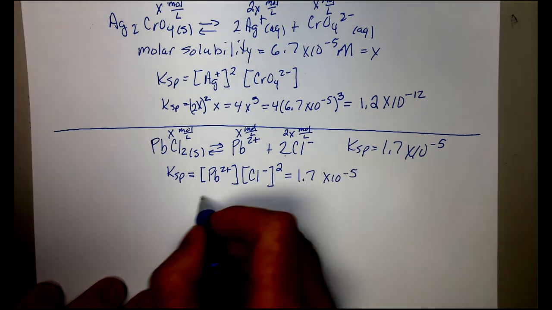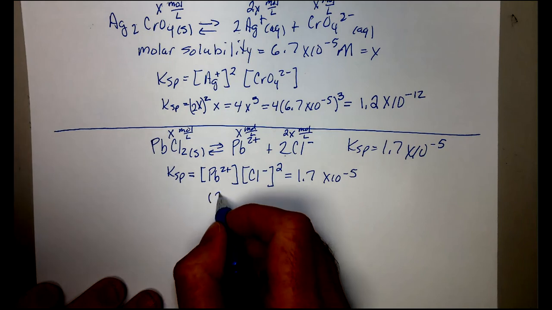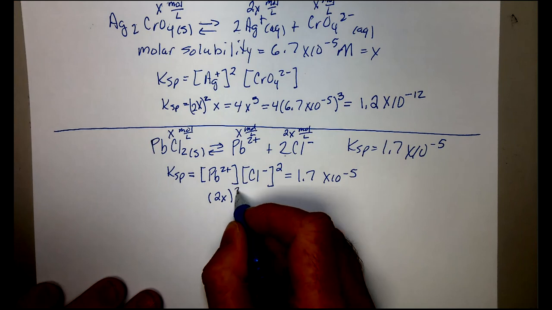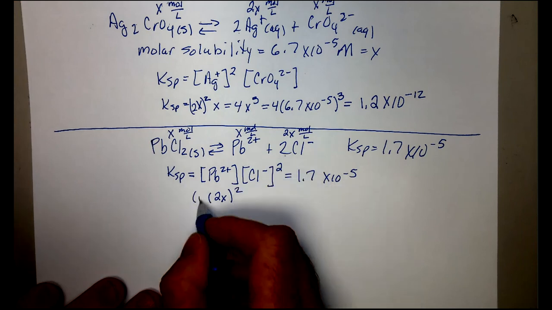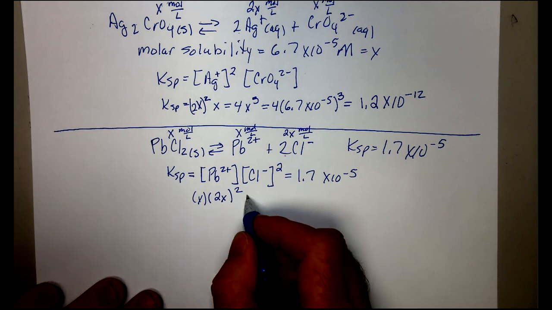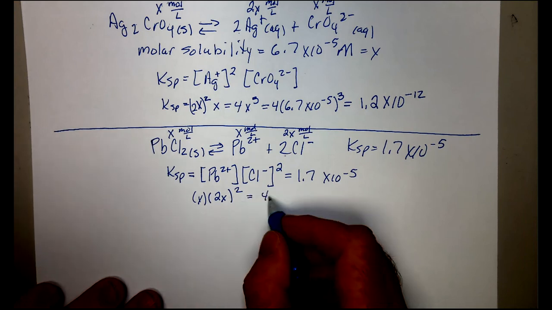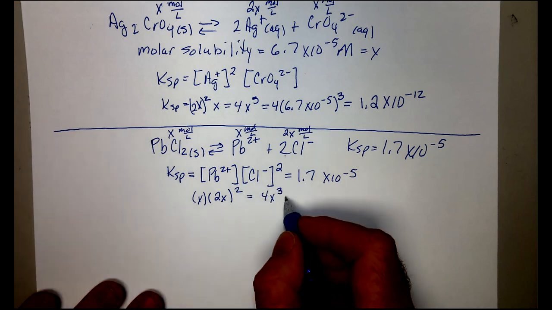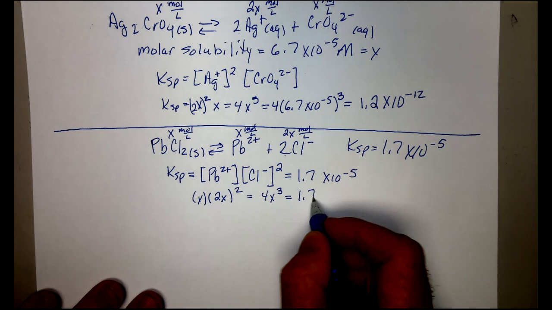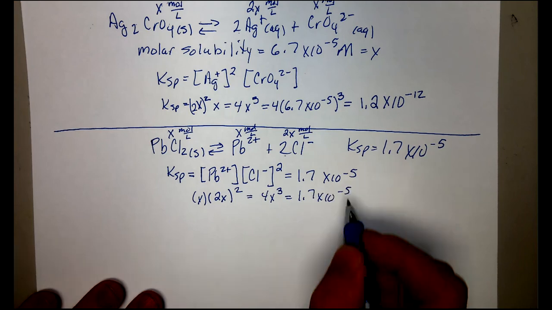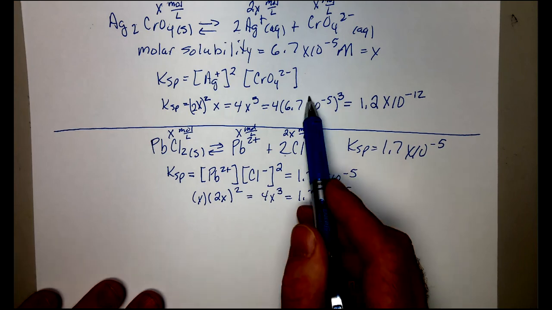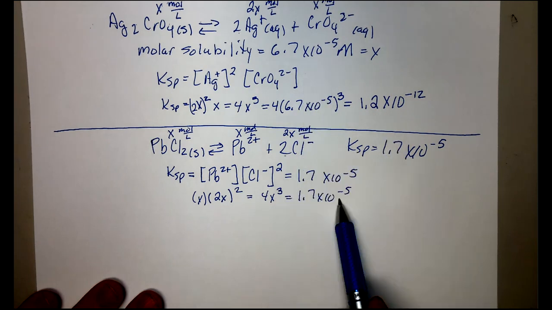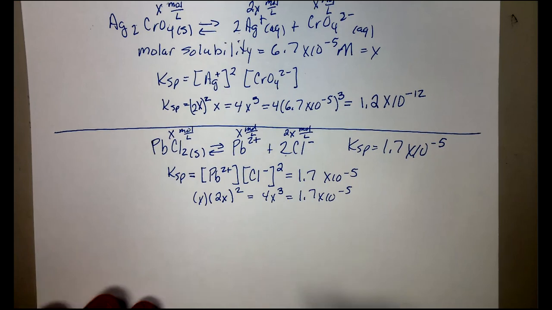Plugging that in, we get 2x squared for the chloride, and we get x for the lead, and so we still end up with 4x cubed for our answer, but now it's set equal to 1.7 times 10 to the negative fifth. And so instead of plugging in the molar solubility we were given in the previous problem, now it's set equal to the Ksp in this problem, and we need to solve for x.